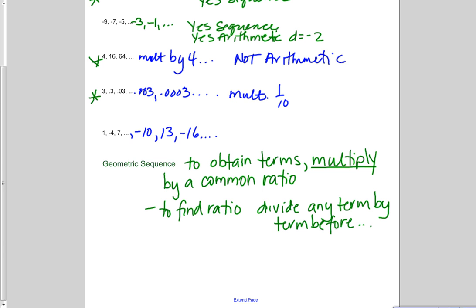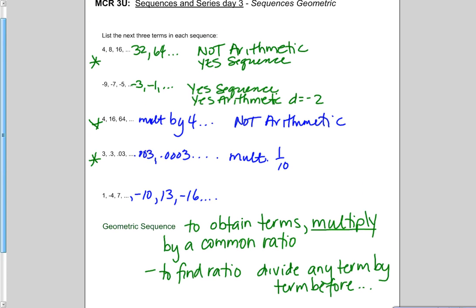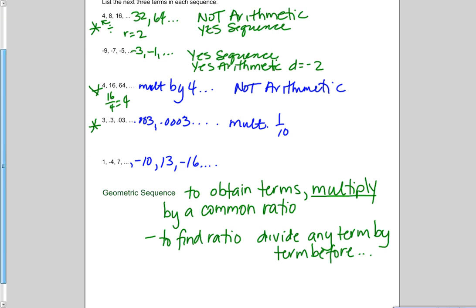So for the first one, mostly you can eyeball them, but you can see that 8 divided by 4 is 2. So our ratio is 2. Check. Is 16 divided by 8 2? Yes. For the second one that I've starred, 16 divided by 4 is 4. Our common ratio appears to be 4. Check. 64 divided by 16 is also 4. And so on. Common ratio.